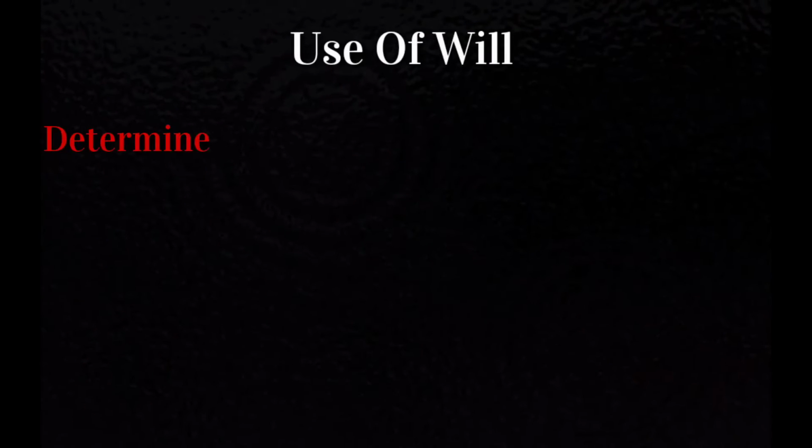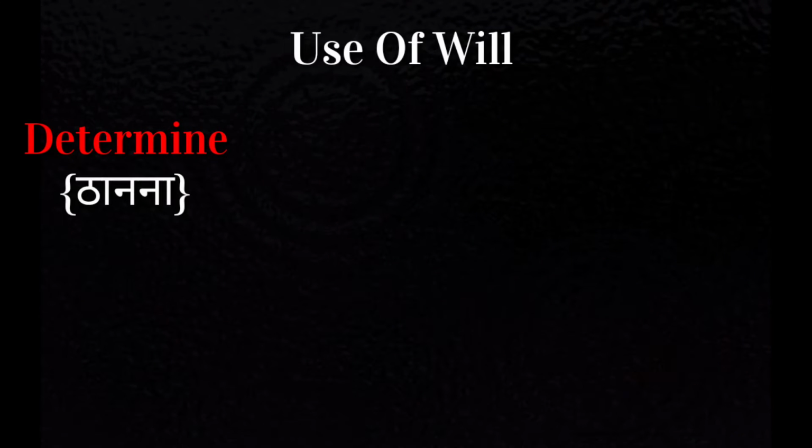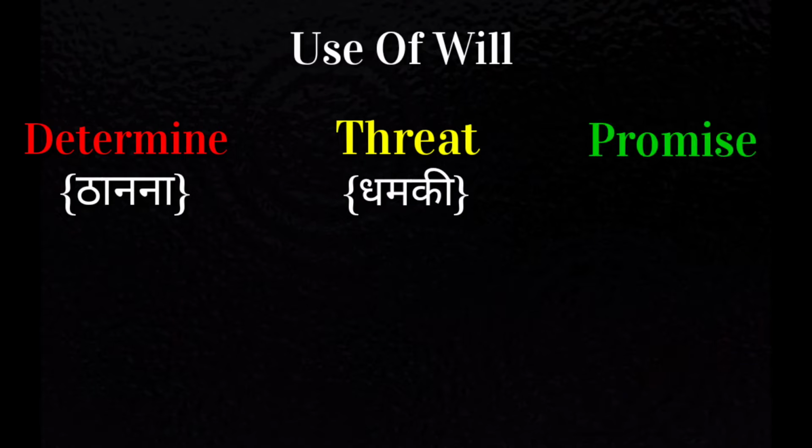So if I talk about these different purposes, they are determine, which means thanana, next threat, which means dhamki, and promise, which means vada. Okay friends, we will cover these 3 purposes in use of will. As I said, in modals the use of will is quite different, so we will cover determine, threat and promise. We will always look at these 3 formats while making sentences.